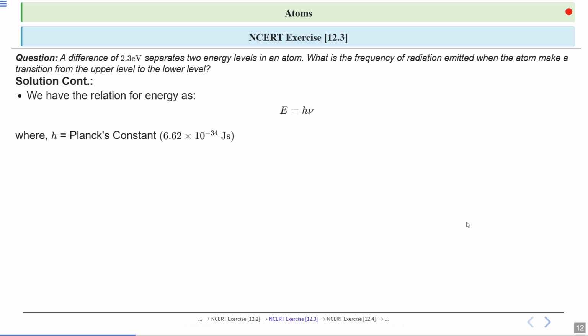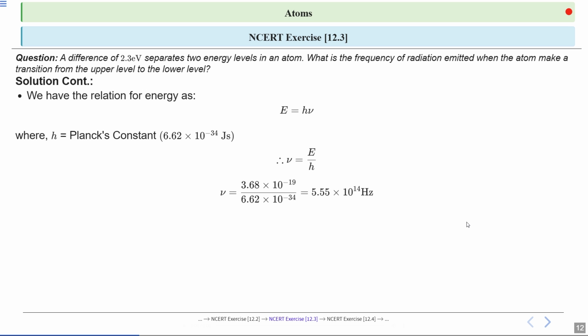Okay, here h stands for Planck's constant, which is 6.62 times 10 to the power minus 34 joule seconds. This is the fundamental constant in physics that relates the energy of a photon to its frequency. Now let's rearrange the formula to solve for frequency. We get nu equals E divided by h. This means that if we know the energy difference and Planck's constant, we can directly calculate the frequency of the emitted radiation. Let's plug in the numbers.